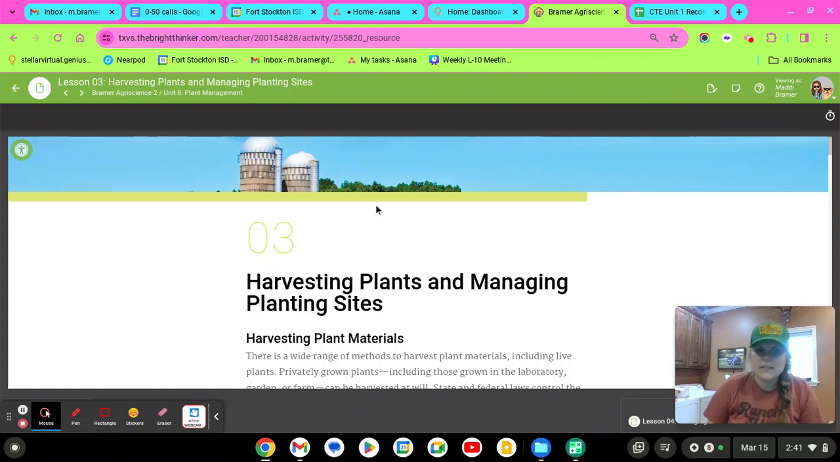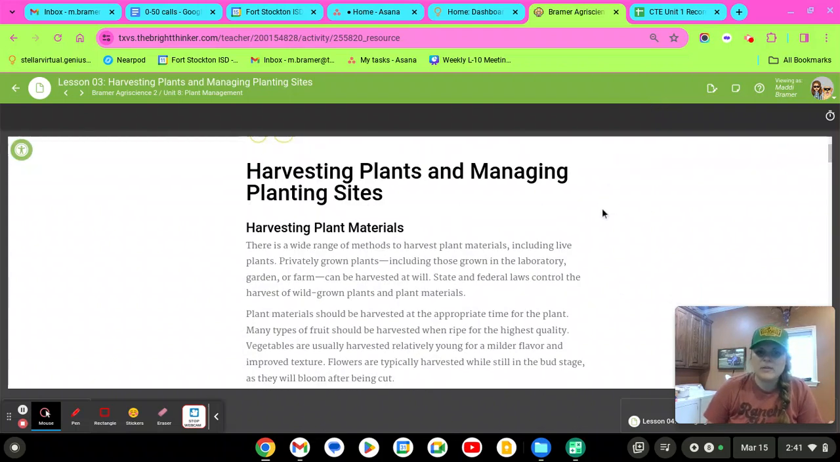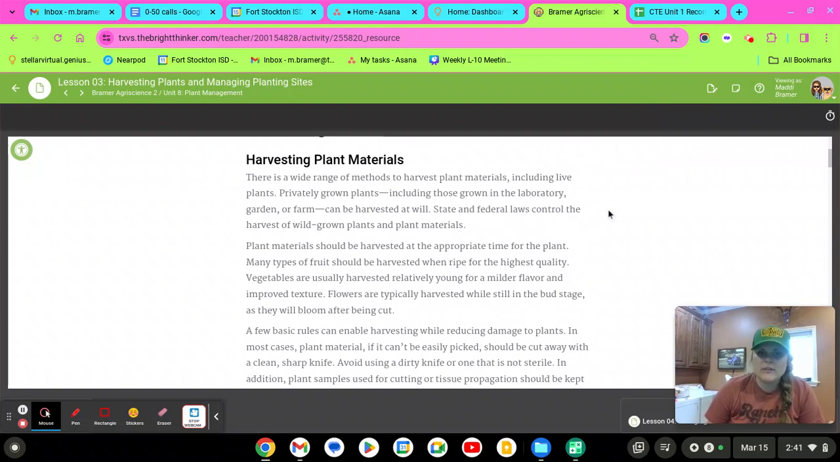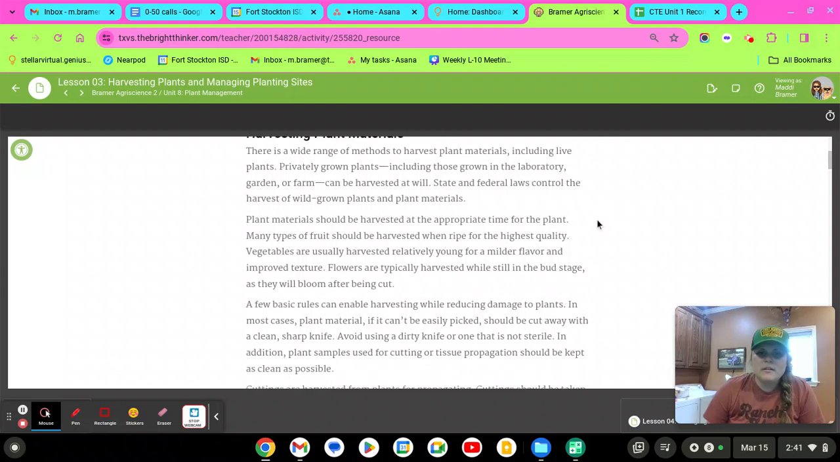All right, we are in lesson 3, harvesting plants and managing plant sites. There are a lot of different ways to harvest plant materials, like live plants, including those grown in the lab, garden, or farm. They can be harvested at will, which means when you want. State and federal laws control the harvest of wild grown plants and materials.